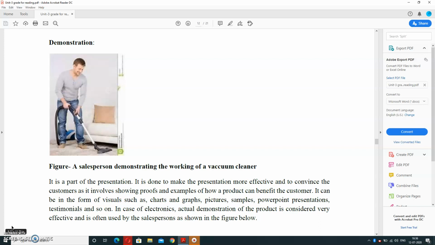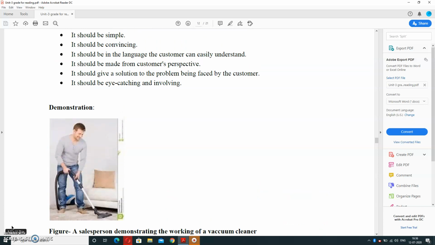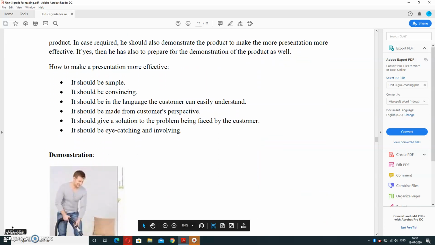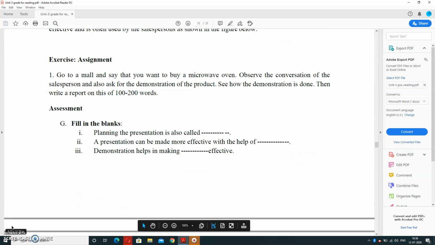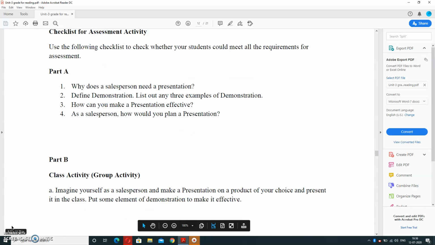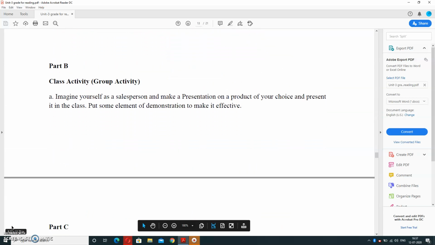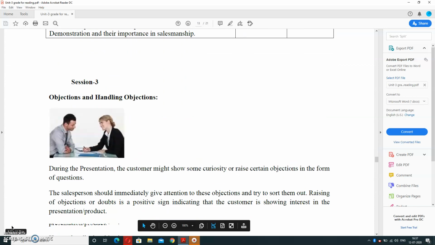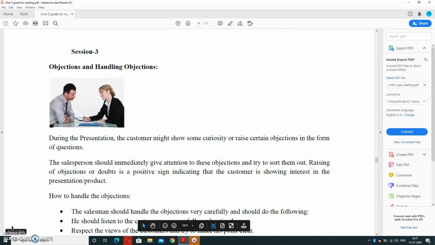This is the step of presentation. The first step was prospecting, the second step was preparing the presentation, and the third step is presenting it in front of the customer. Now the next step, that is your session 3, is objection and handling the objections.